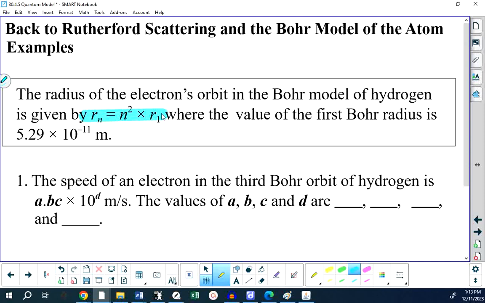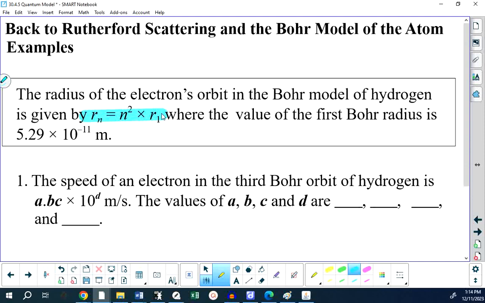And the question is, how fast is an electron moving in the third energy level of hydrogen? The first thing to note is you can't use an energy level diagram to answer this, because those numbers on energy level diagrams are arbitrary. It depends on where you put 0. What we're going to do is answer the question this way.